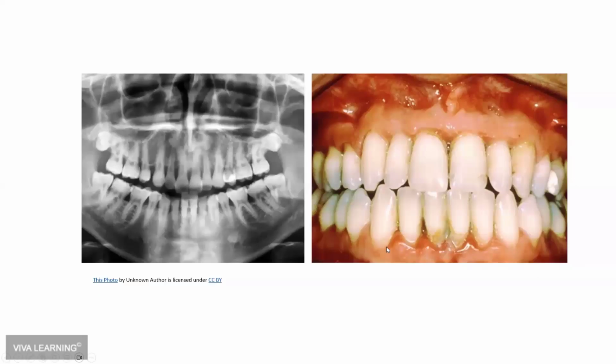But as you can tell, there's a lot of infection, there's a lot of recession here, a lot of root exposure, and this patient is in chronic pain because of that root exposure.